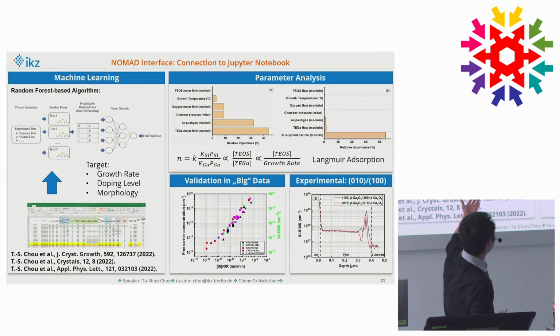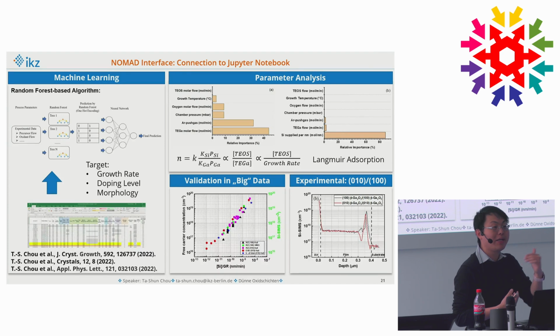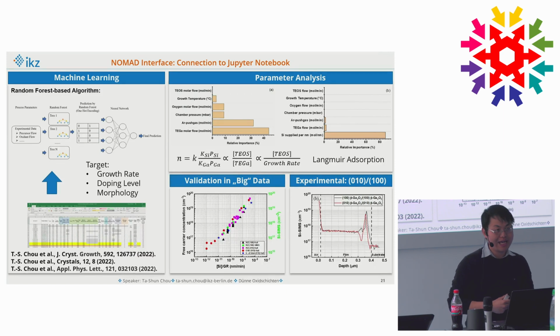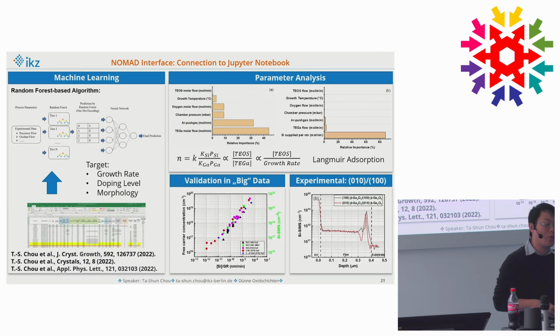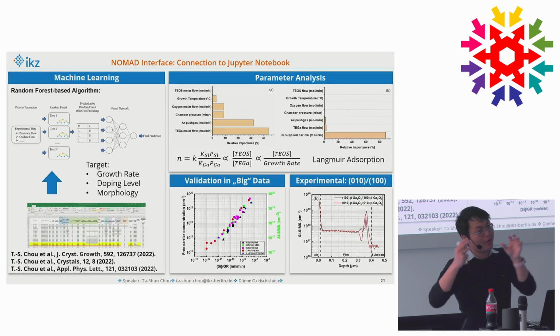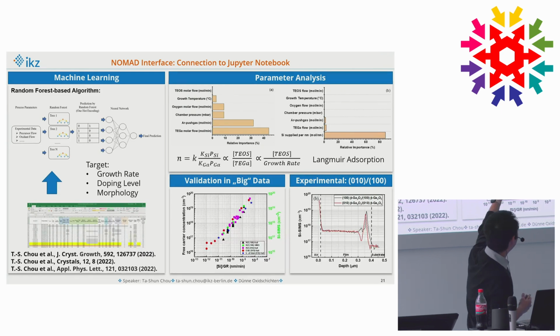For example, as I mentioned, we use machine learning to predict the growth rate, doping, and morphology. With machine learning, we can also do parameter ranking. The algorithm tells you that we are now able to predict the growth rate very precisely, and random forest can also tell you why we are able to predict it so precisely. Based on this parameter ranking, it tells you which parameter is the most important for your desired physical property. With our physical or educational background, we are able to guess some hidden mechanism behind the parameter ranking.